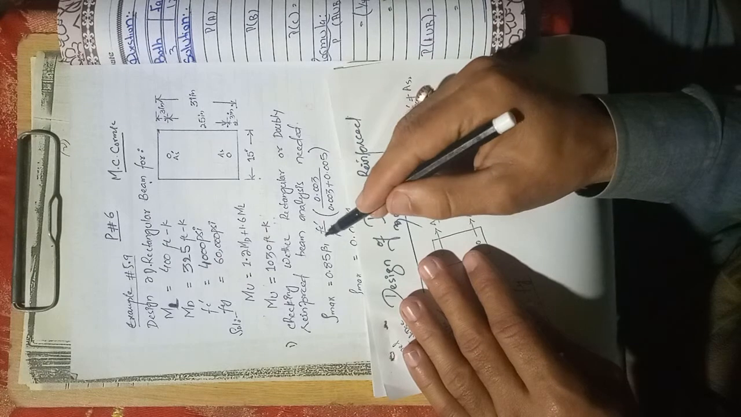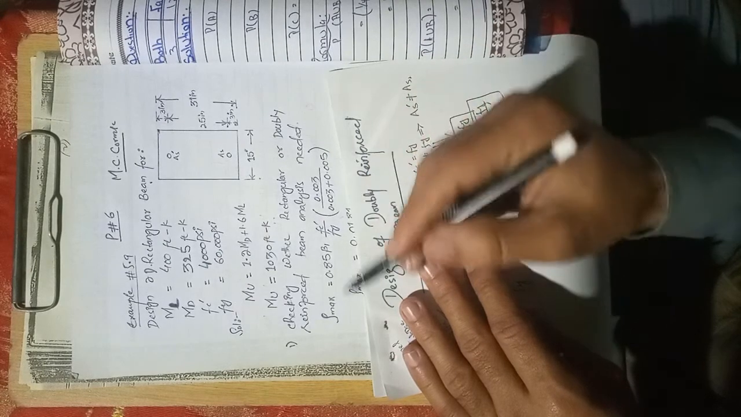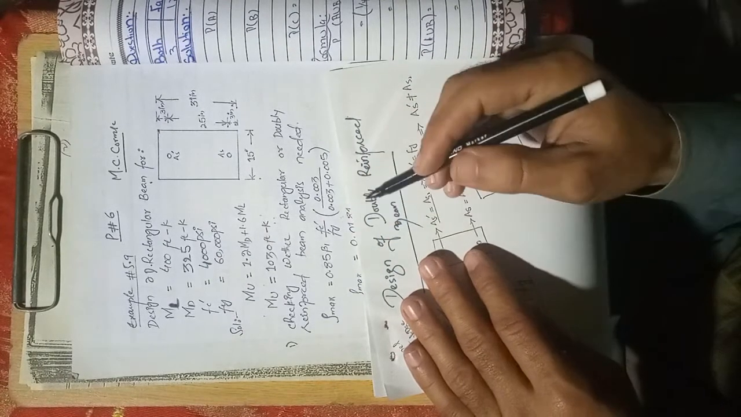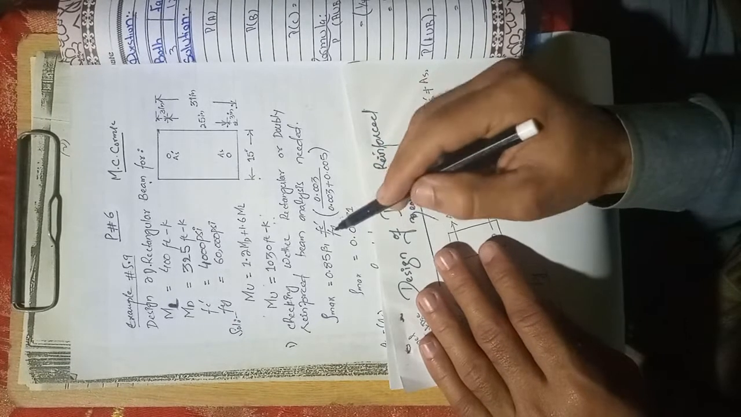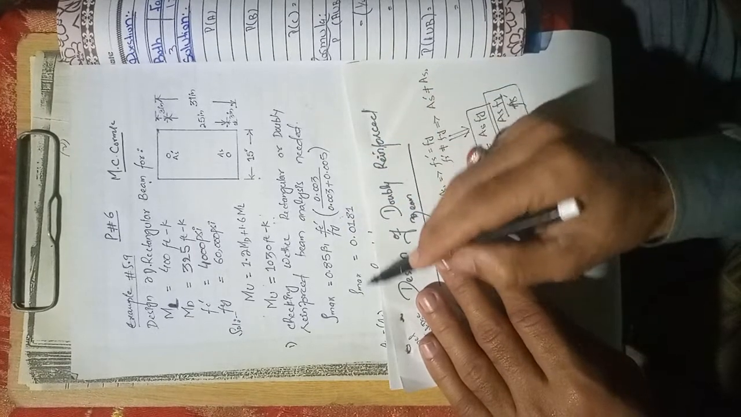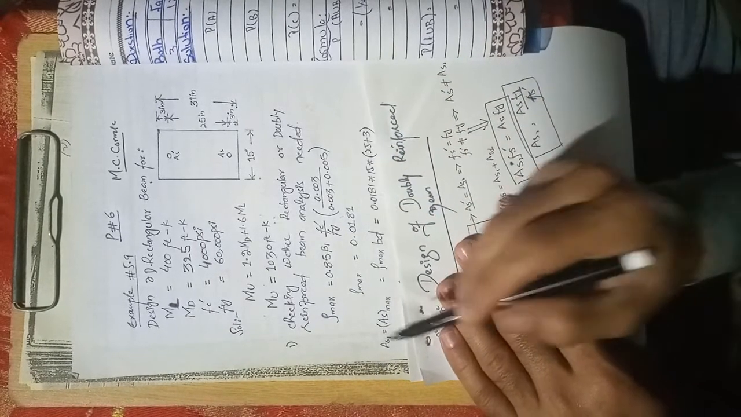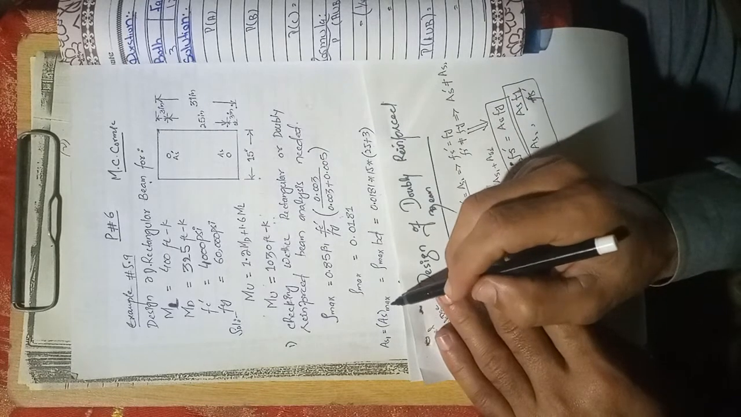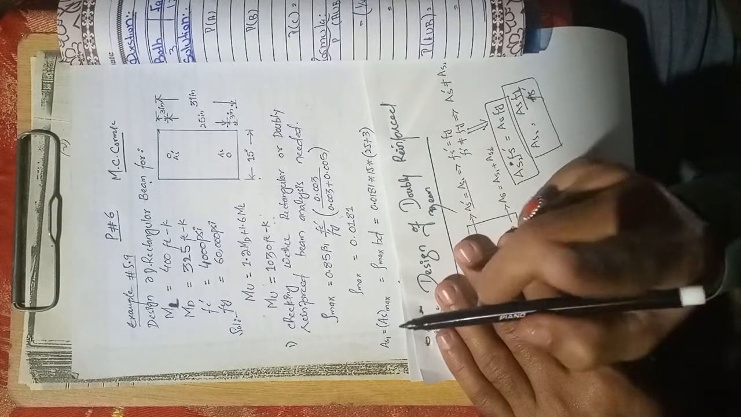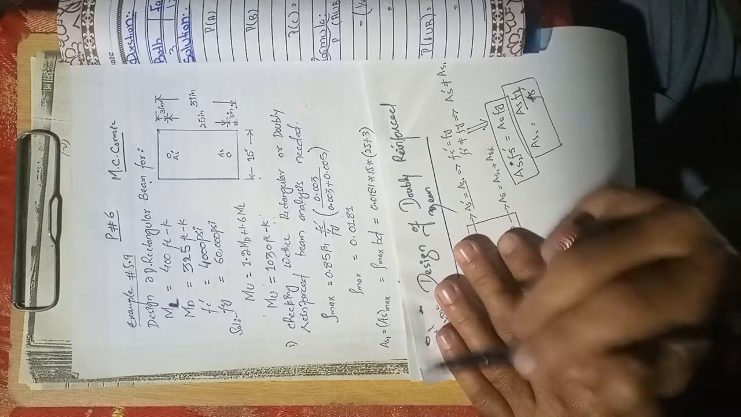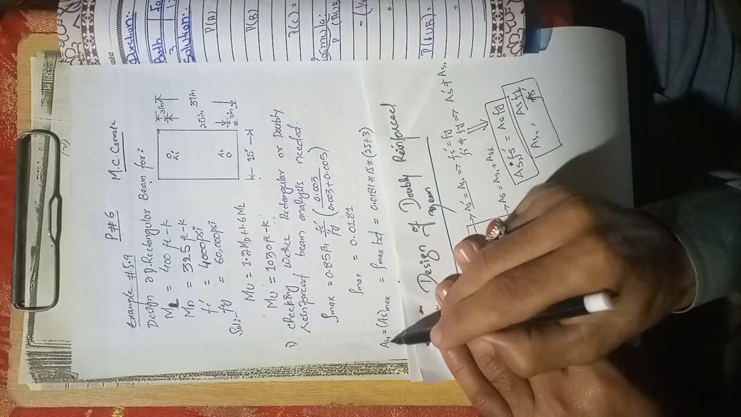This is the value which is used for row max, although this is the same equation for balanced steel ratio, right? So you just need to plug in all the values. All the values are given. We will get this value, and we will find out As max, which is equal to As1. This is very, very important: As max equals As1.